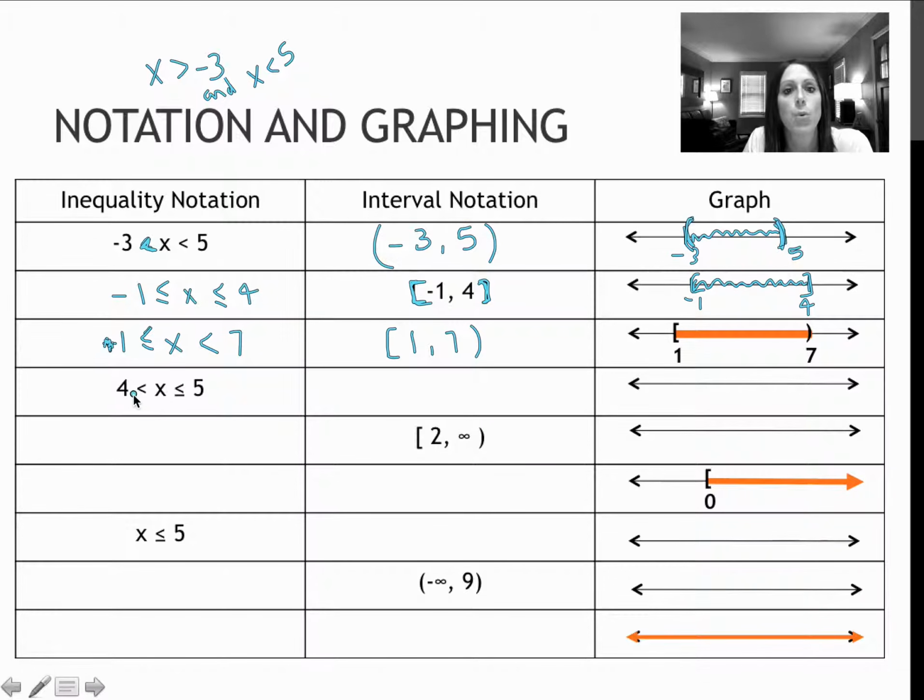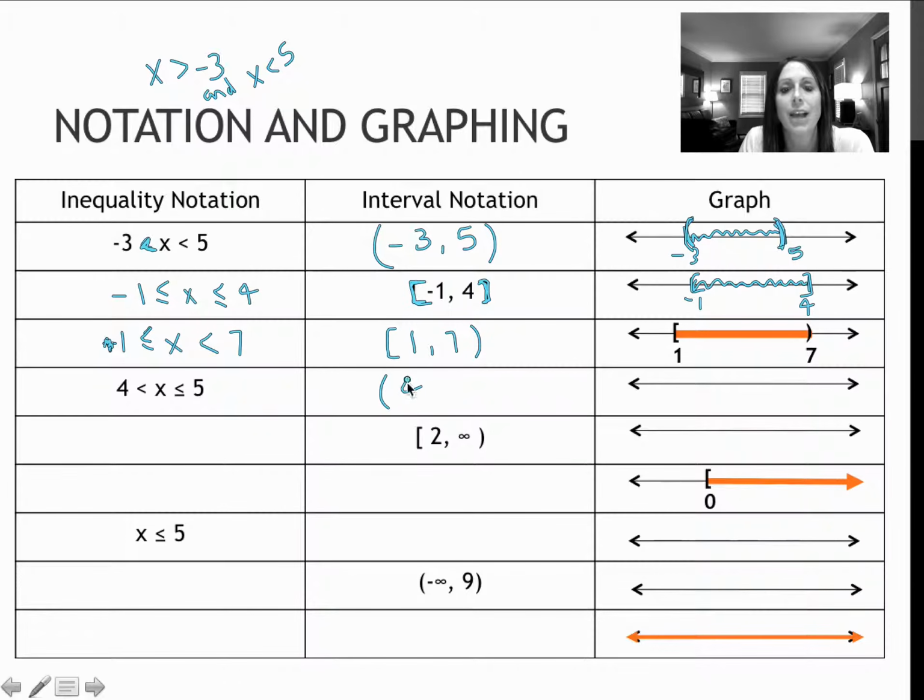Next one, I have 4 is less than x is less than or equal to 5. Just a side note on this one, notice that whenever we write them like this, they're always less than. So you never ever write them continuously like that when you've got greater than signs. So let's take a look. We have 4 is less than x is less than or equal to 5.